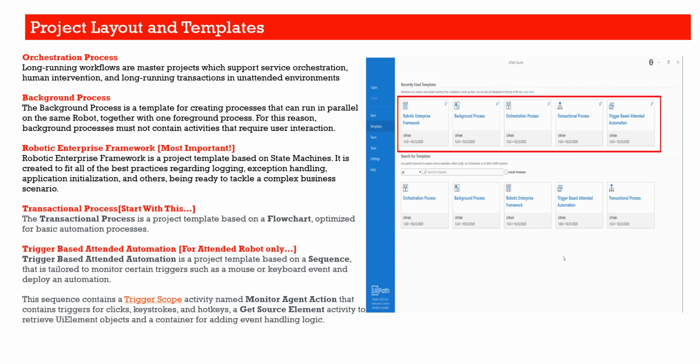Then we have the Robotic Enterprise Framework, which we call the RE framework for short. This is basically a project template based on a state machine. It's created to fit all the best practices regarding how you log the data, how you handle exceptions, application initialization, application restore, application closing, resetting, retrying, using queues, and a lot of other stuff. So this is the most important and the most advanced template that they have given, right?